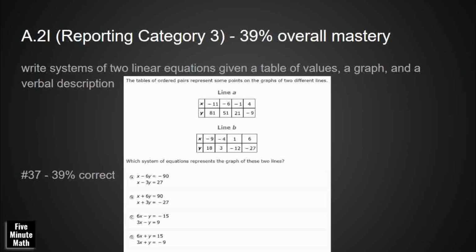So we're getting a little bit better now, 39%. 8.2i was just tested once. And we've got systems of linear equations given a table of values, a graph, or verbal description. Only 39% of students were able to correctly create two different equations in standard form for line A and line B.